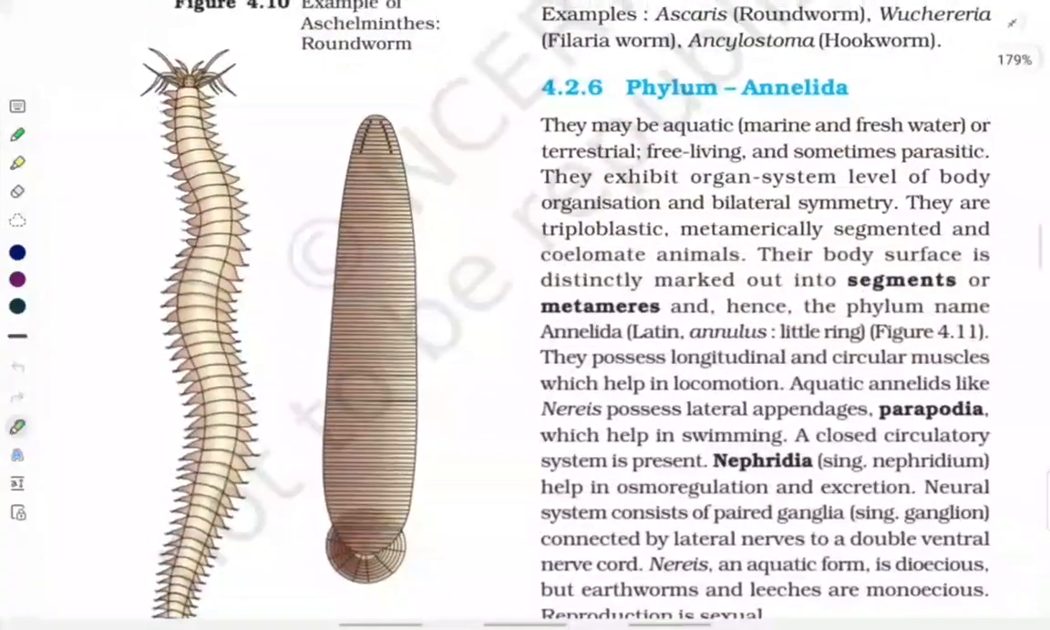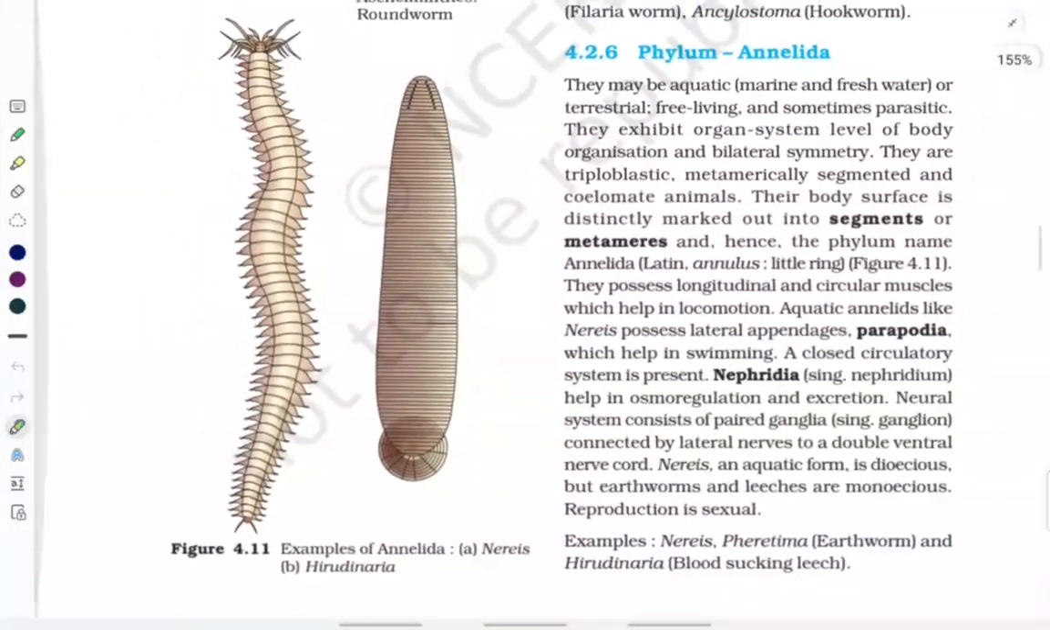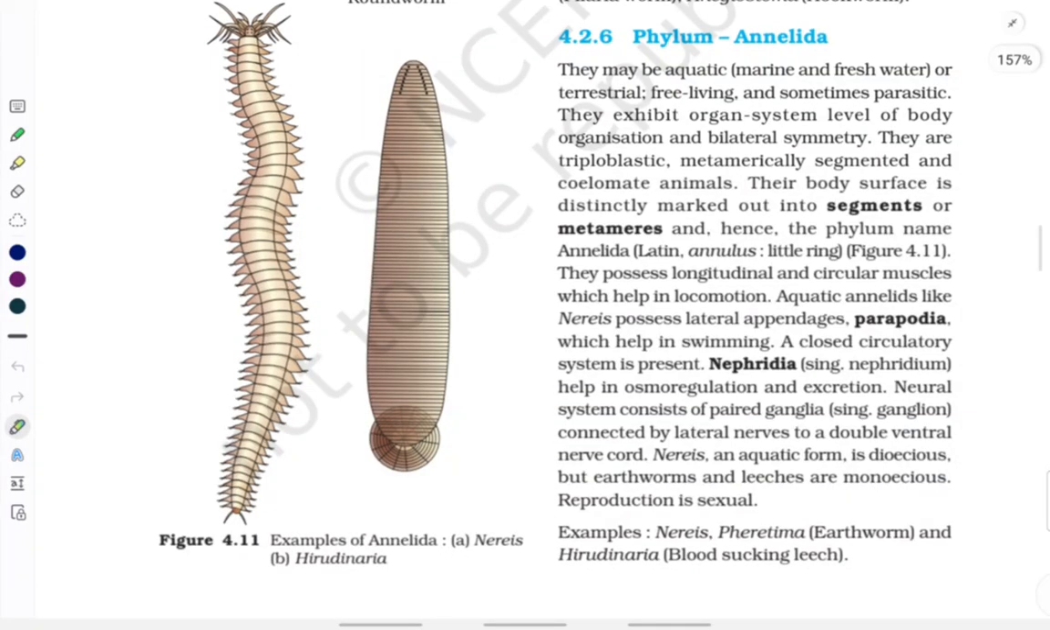Let's look at the next phylum, which is phylum Annelida. You can see 'lid' here in the word Annelida. Let's see why 'lid' has been written over here. They may be aquatic, marine or freshwater, or terrestrial, free living, and sometimes parasitic. They exhibit organ system level body organization. They are bilaterally symmetrical, they are triploblastic, and metamers are there.